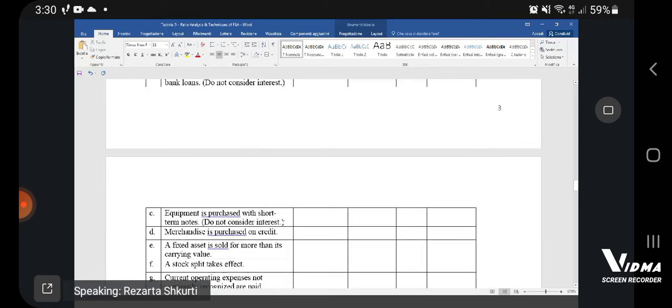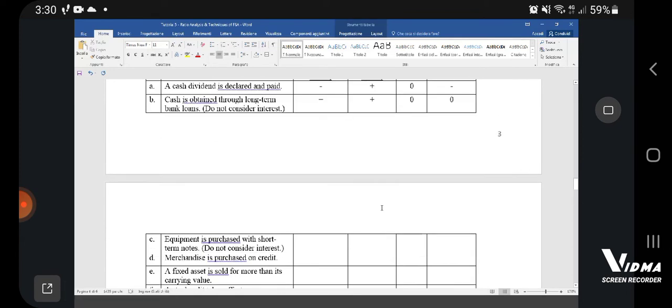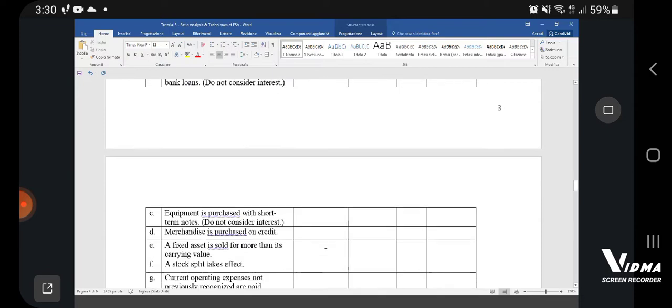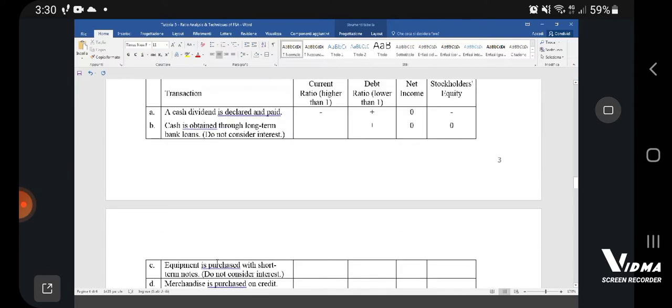Equipment is purchased with short-term notes. Again, do not consider interest. If you are purchasing with short-term notes with interest, that's not a natural transaction, but let's take it. So we have short-term notes. No change in current assets, increasing current liabilities, so the current ratio is decreasing. For the debt ratio, you have more short-term notes. You increase the total debt, and you increase the total assets as well. The current value is lower than 1, so it increases with the same amount. The net income: no change.